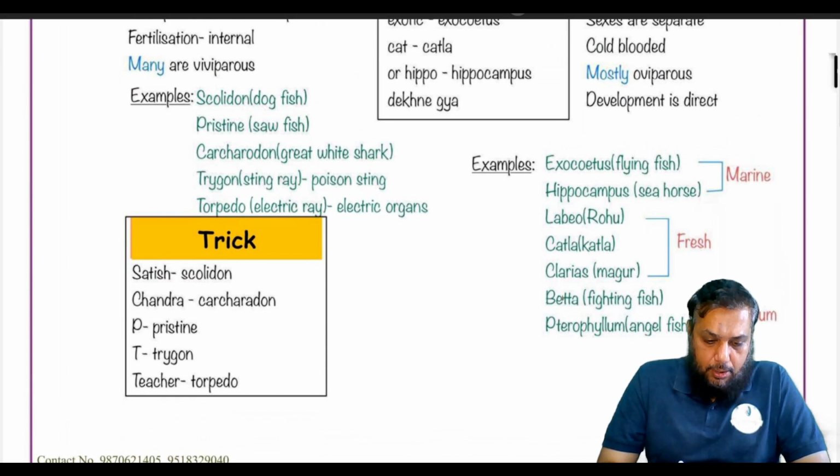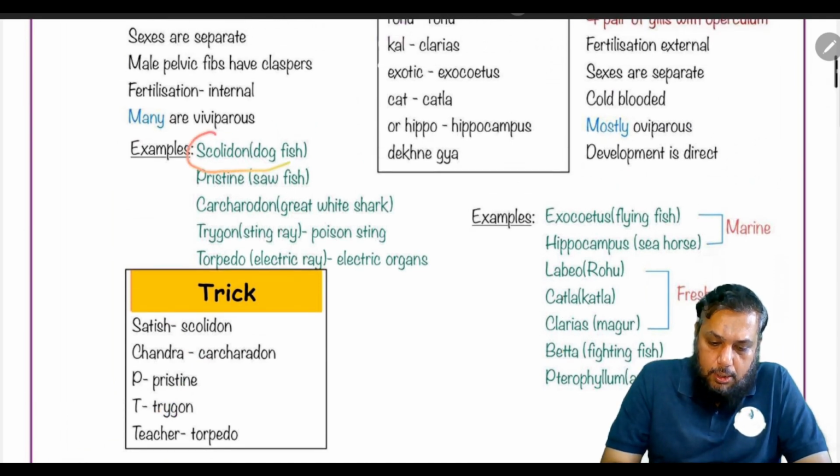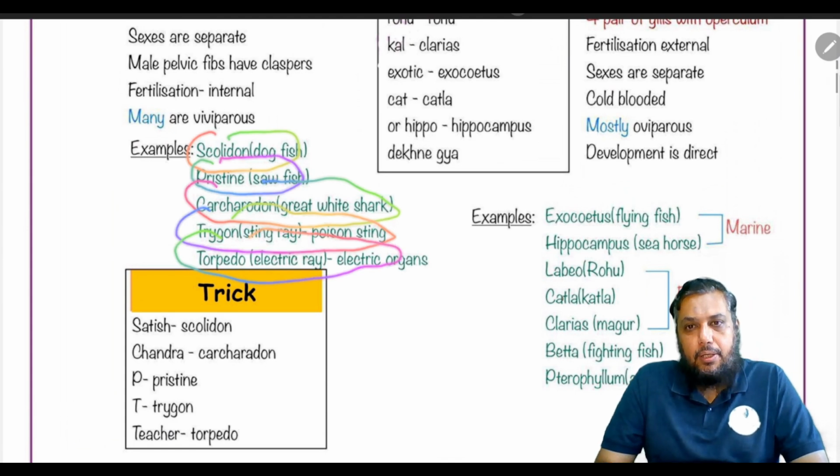The trick is Satish Chandra PT teacher. That is Scoliodon, dogfish; Pristis, sawfish; Carcharodon, great white shark; Trygon, stingray; Torpedo, electric ray, which has got electric organs.